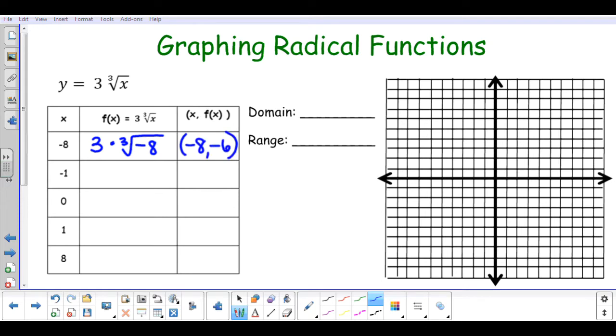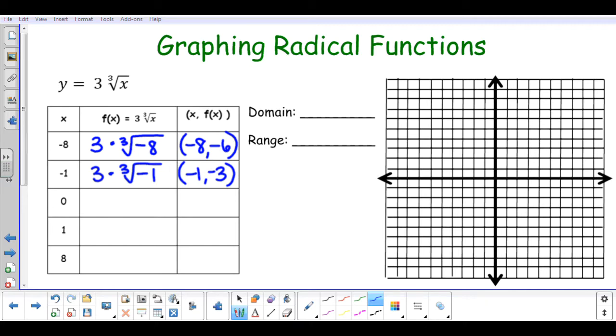Then I'm going to plug in -1. So 3 times the cube root of -1. The cube root of -1 is -1. So 3 times -1 will give me a y coordinate of -3.